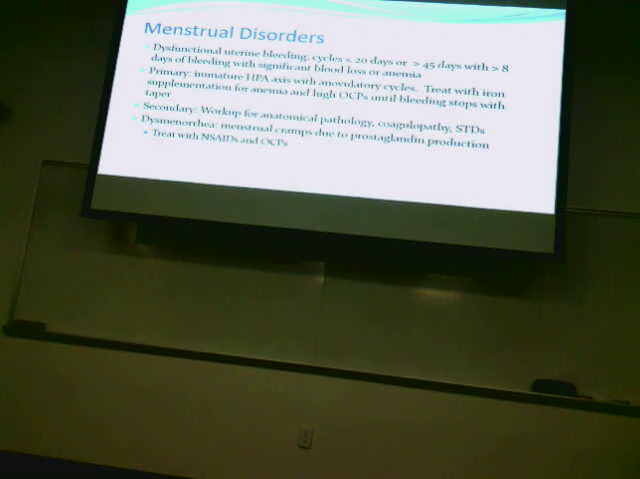So some other menstrual disorders: dysfunctional uterine bleeding. This is going to be your cycles less than 20 days or greater than 45 days with more than 8 days of bleeding with significant blood loss or anemia.